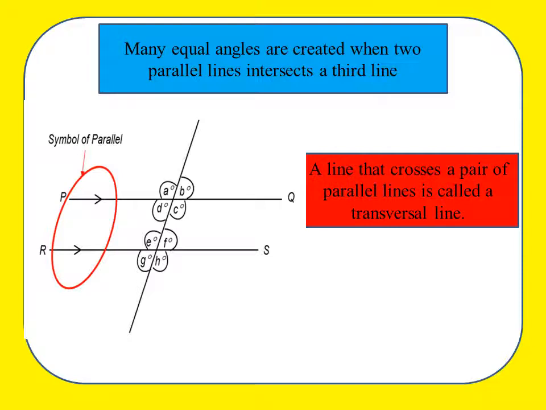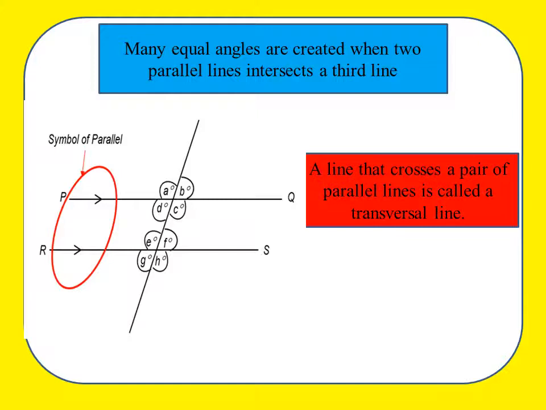Lastly, we will learn about parallel lines. Many equal angles are created when two parallel lines intersect a third line. A line that crosses a pair of parallel lines is called a transversal line.